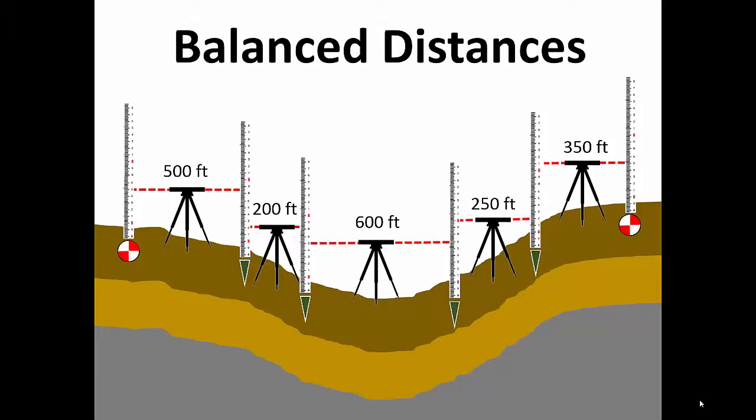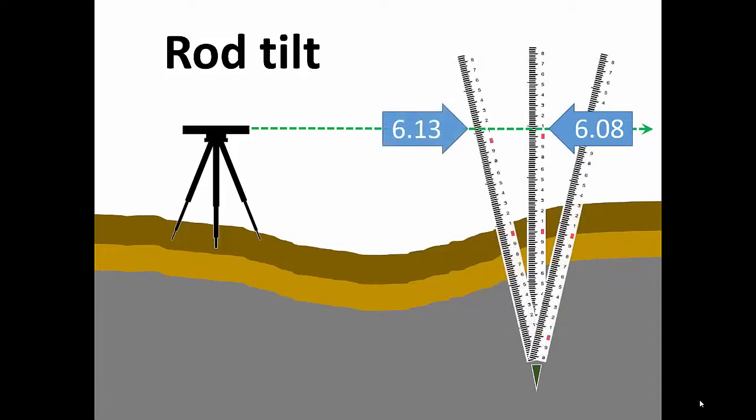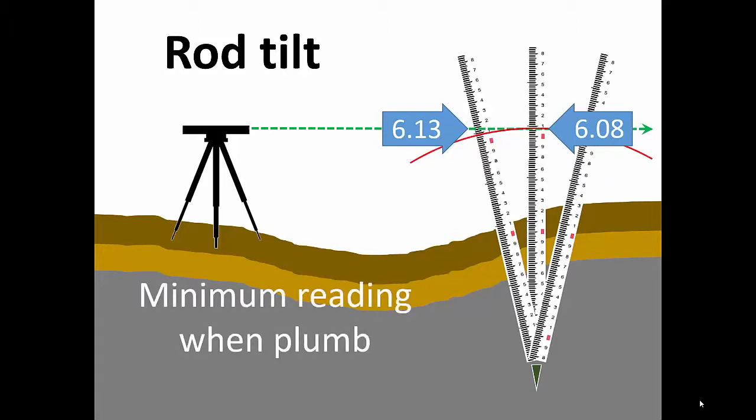Instrument calibration addresses the slope or tilt in the line of sight. Another type of tilt can also degrade our measurement accuracy: rod tilt. Our goal is to read the rod when it is truly vertical or plumb. But if it is tilted away from vertical, the line of sight no longer intersects the rod at the minimum distance above the measured point. When tilted, the rod shows a false reading that is numerically higher than the true vertical reading.